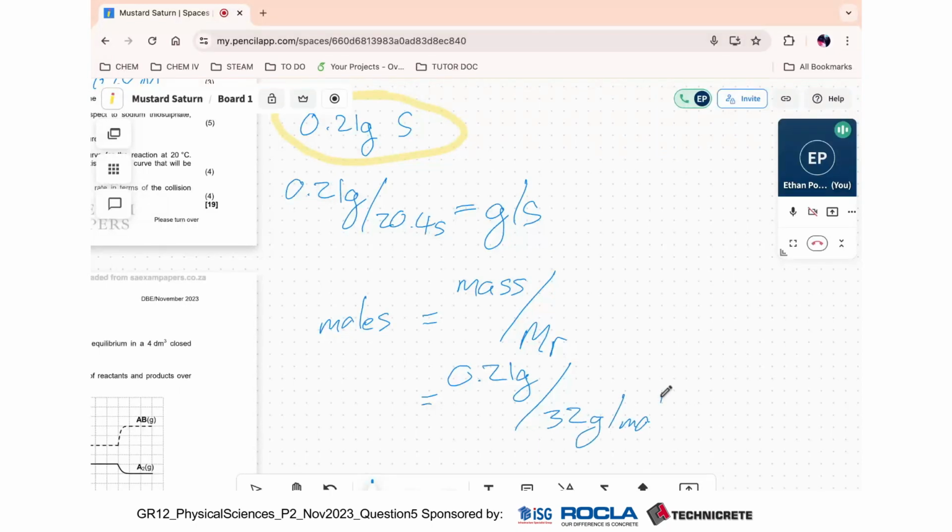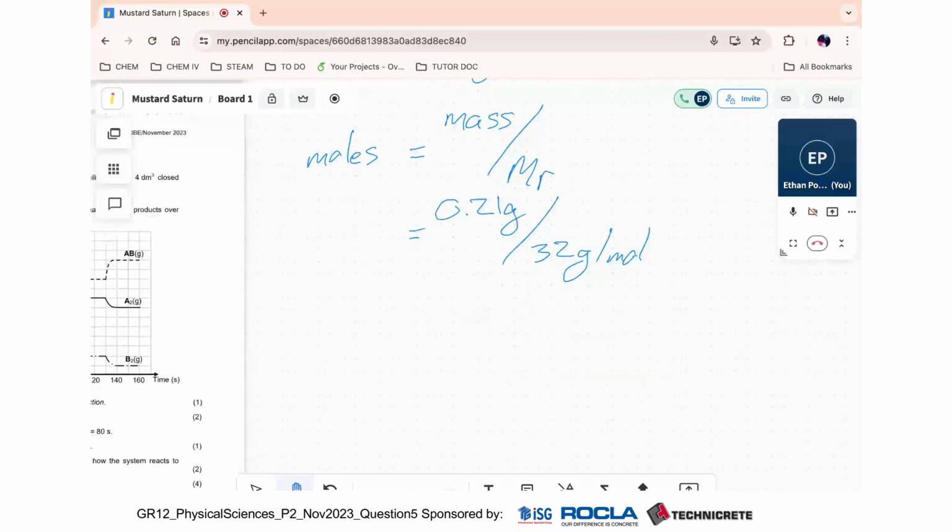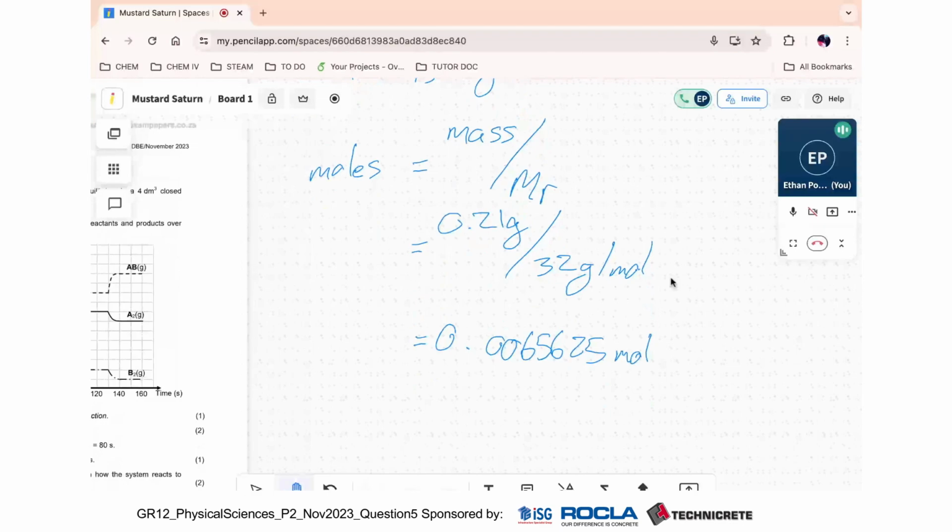It's always good to include units just to make sure that your answer makes sense. It's a good way to check yourself. And then using a calculator, we can figure this to be 0.0065625. And then don't drop any significant figures. You'll round off at the end, and this is in moles. So now that we have this, we know the moles of sodium thiosulfate is equal to this.